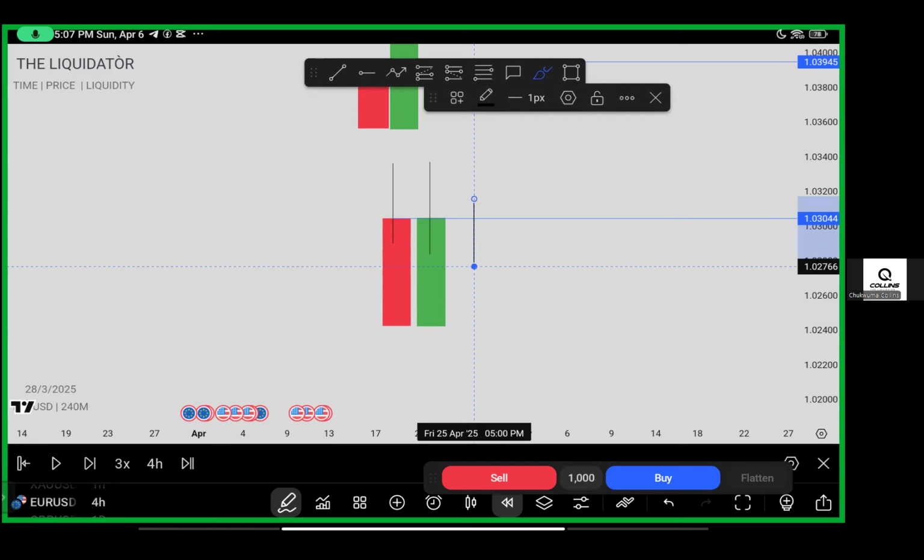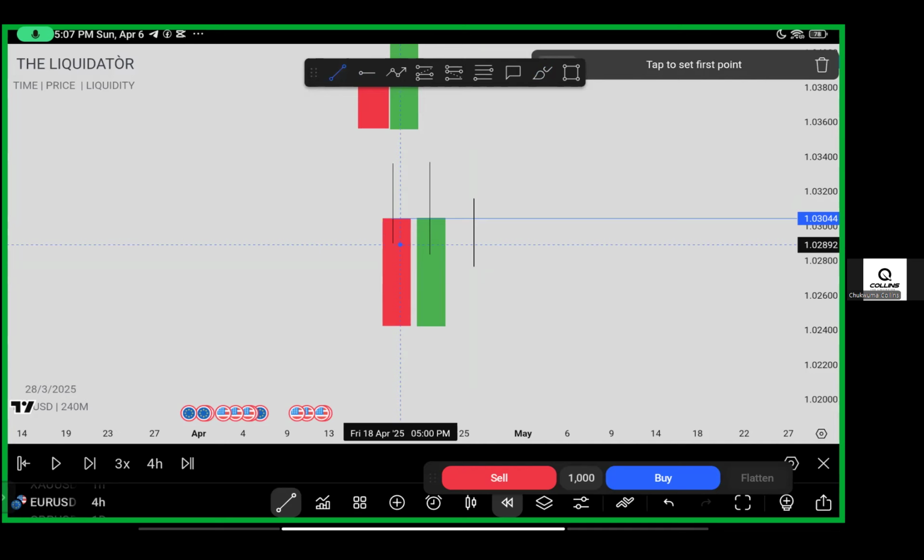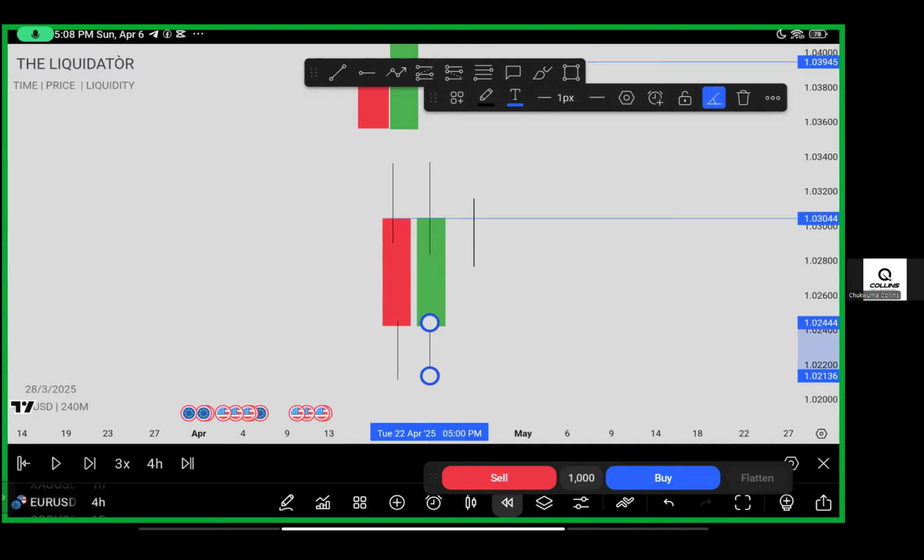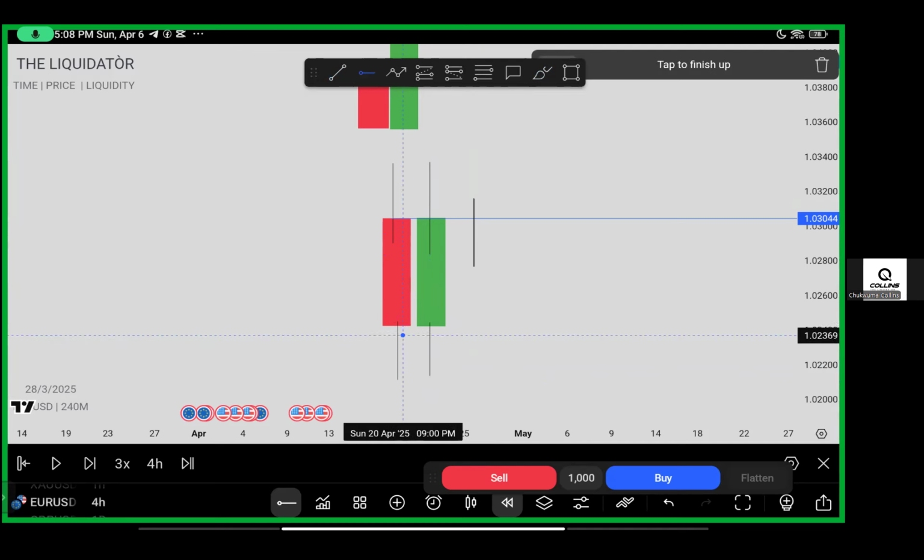Let me give an example of bearish rejection block. It's the same thing. Let's say you have this wick here and you have another wick right here. So now this is going to be the rejection block here. The rejection block has to be here.